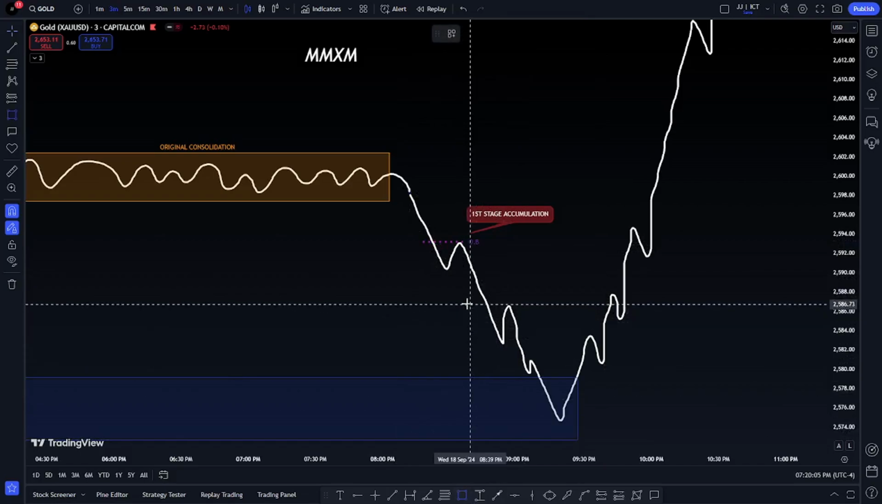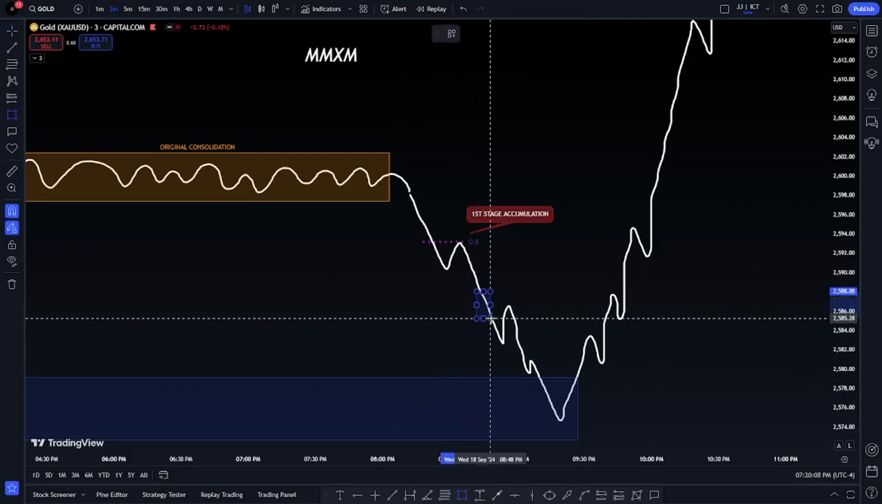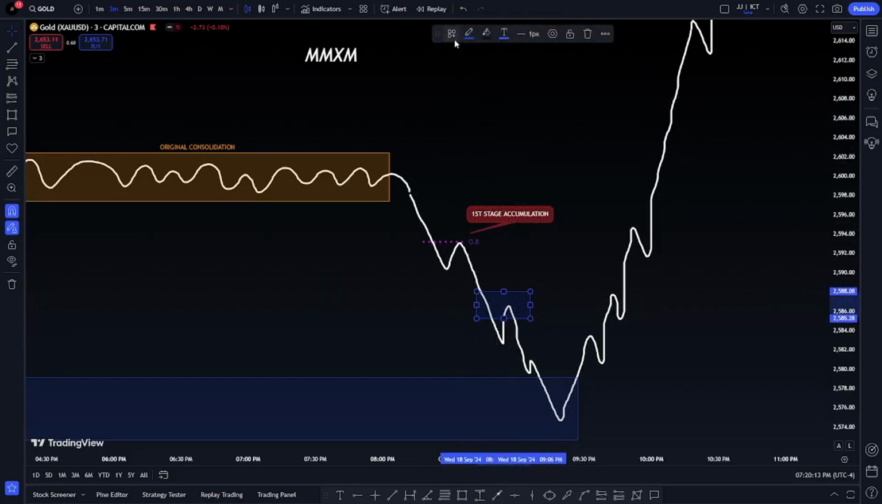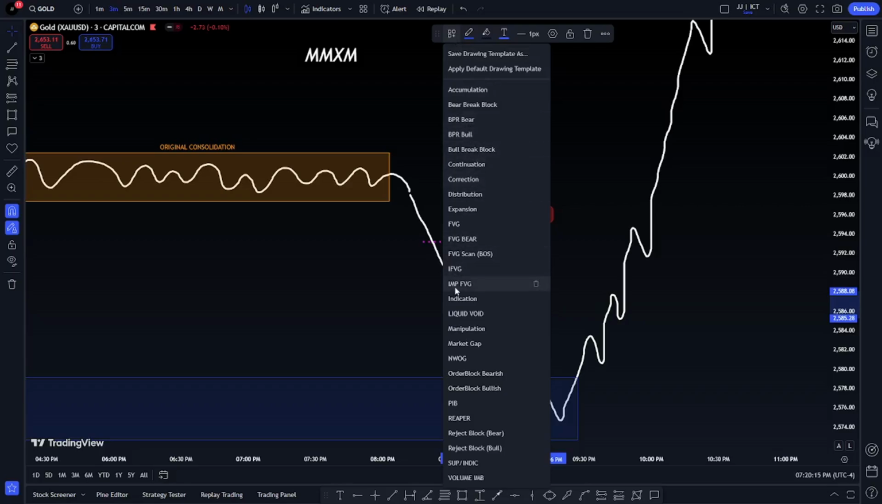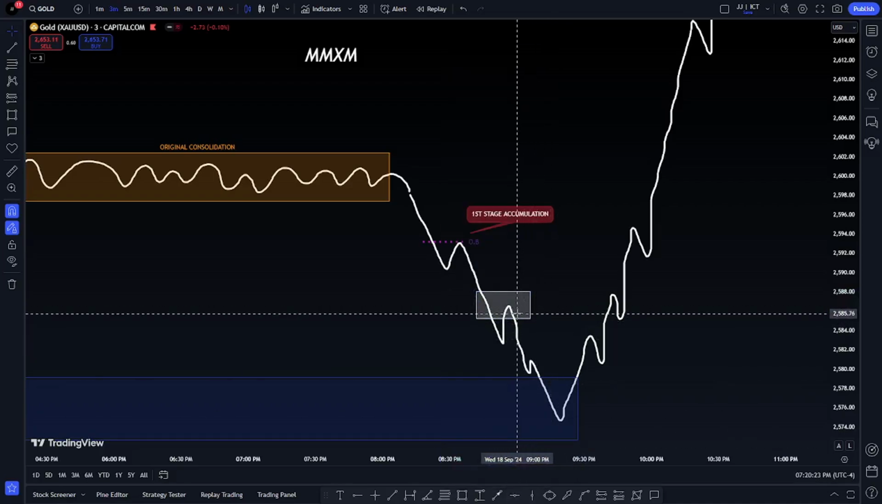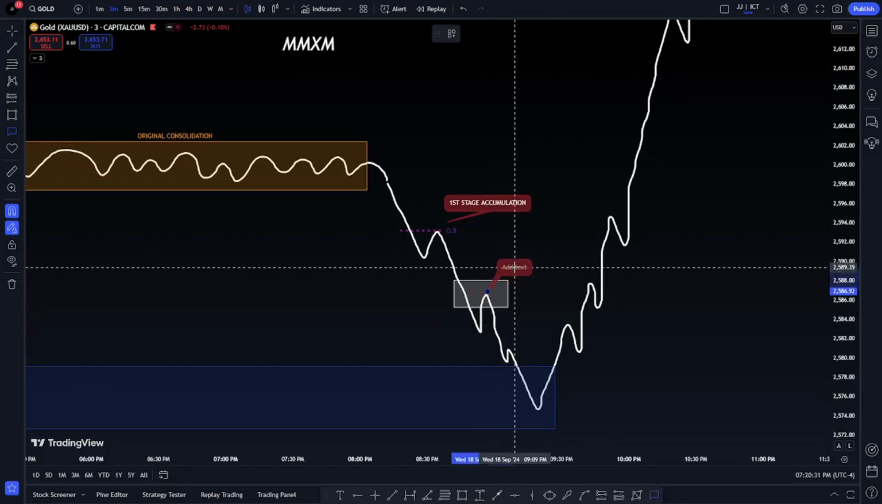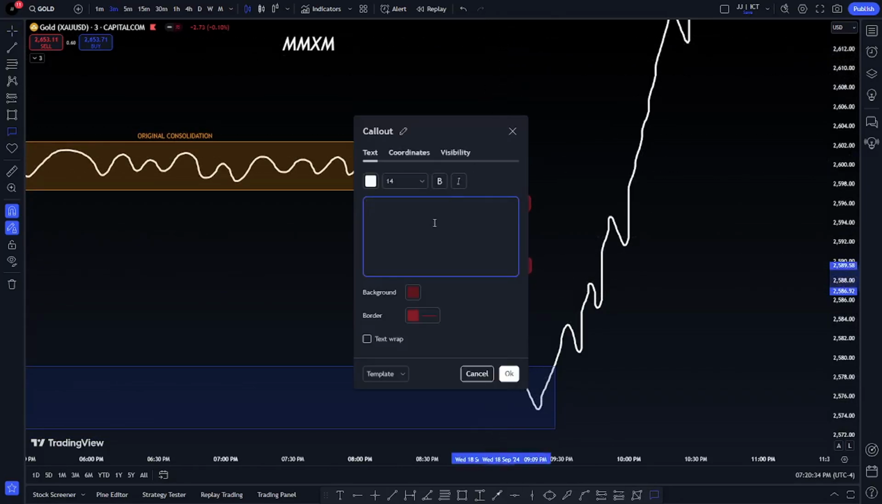Second stage can be literally anything. It can be a fair value gap, an order block, a mitigation block, an implied fair value gap, an inversion fair value gap, or a liquidity void. It really doesn't even matter. Or you can say a volume imbalance. Why not? Coming up into this volume imbalance, this would be your second stage reaccumulation, because it is a second time accumulating. So we will call this second stage reaccumulation.